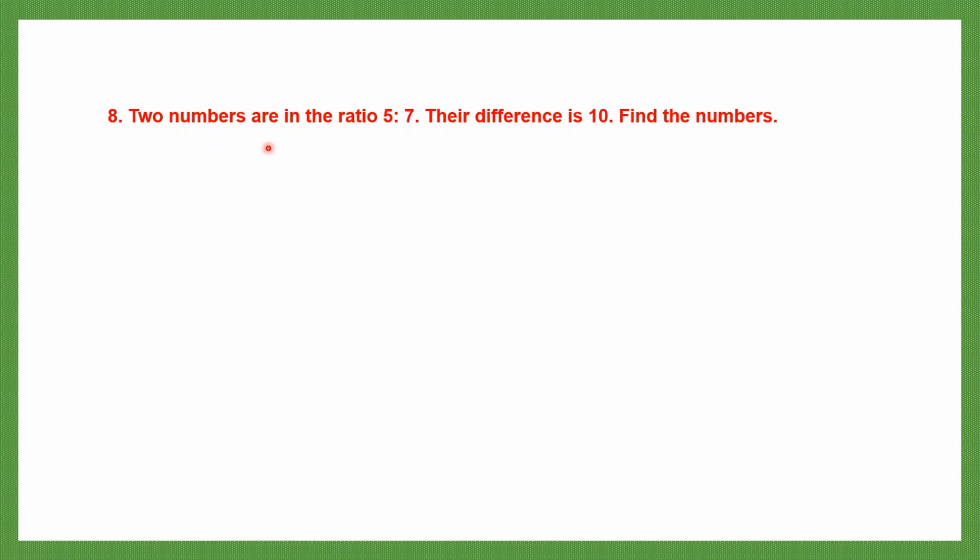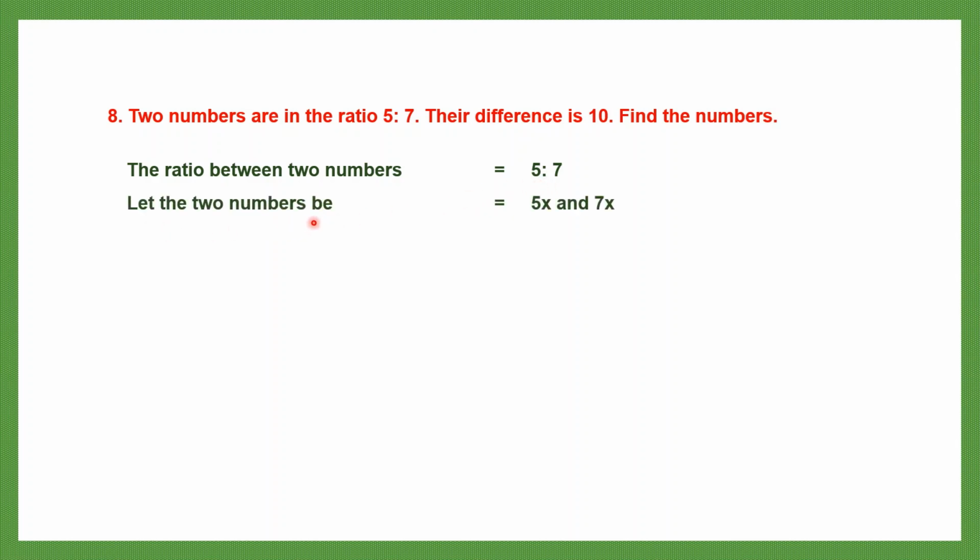Question 8. Two numbers are in the ratio 5:7. Their difference is 10. That is, when you minus the two numbers, the difference will be 10. We have to find the two numbers. So the ratio between the two numbers given to us is 5:7. Now let the two numbers be 5x and 7x, and the difference between the two numbers is given to us as 10.